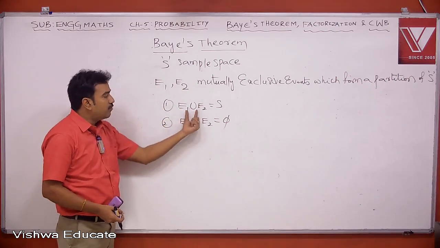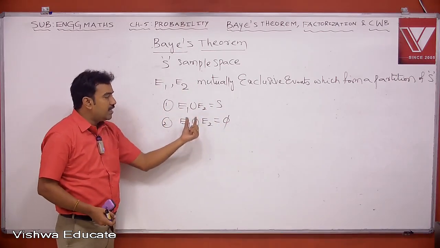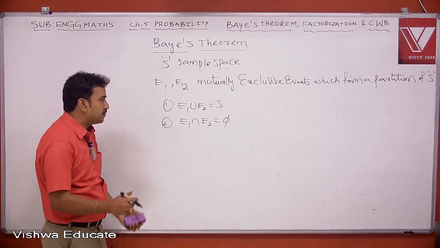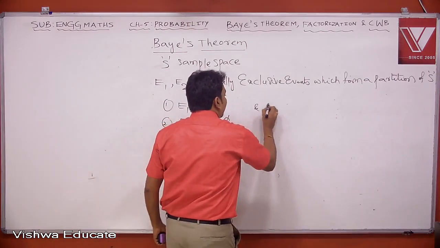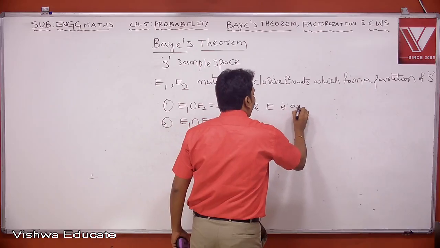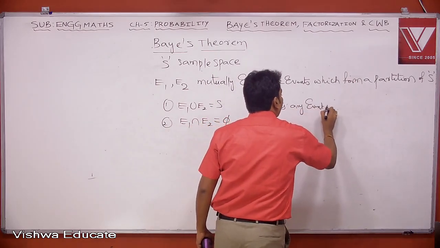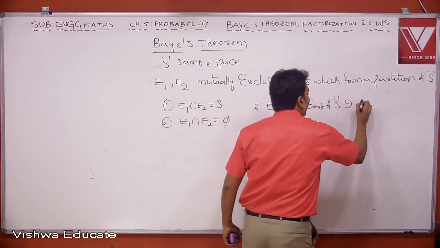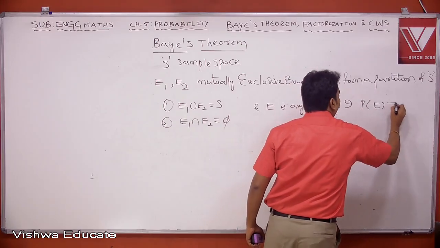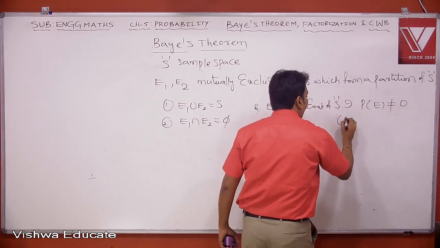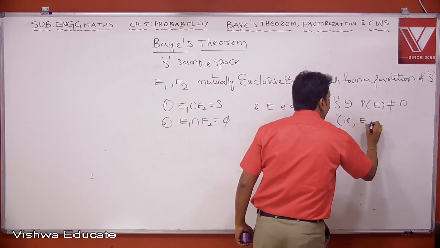That means E1 union E2 equal to S, E1 intersection E2 equal to empty set, and E is any event of S such that probability of the event is not equal to 0. What does it mean? E occurs always.